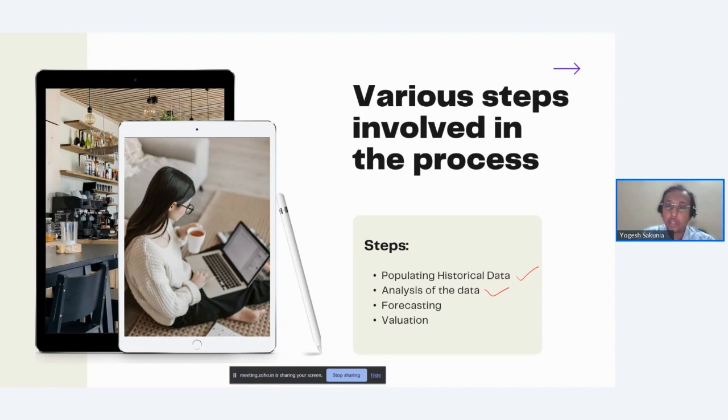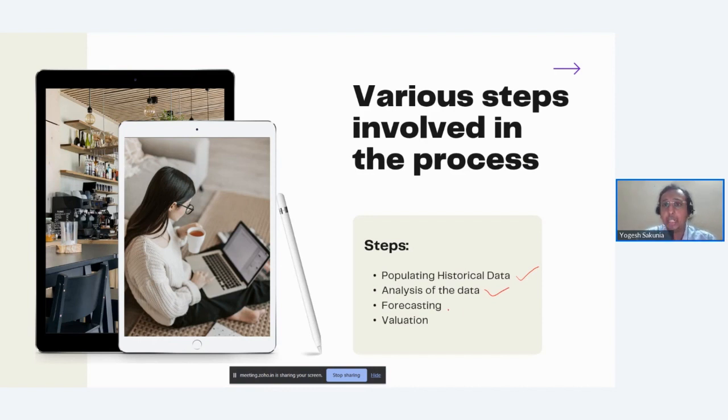Step 3 is forecasting, right? Once you have looked at the historical data and done the analysis, the next important step in financial modeling is to forecast. You will forecast for 3 to 5 years or maybe more, depending on the case, and then based on that, finally do the valuation.